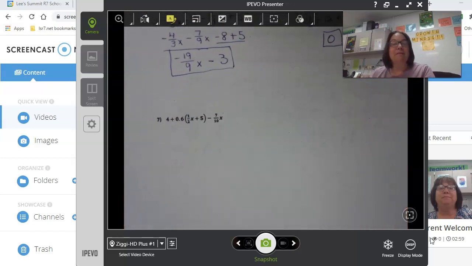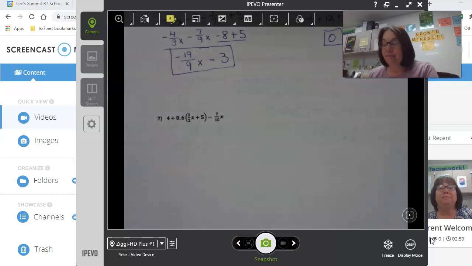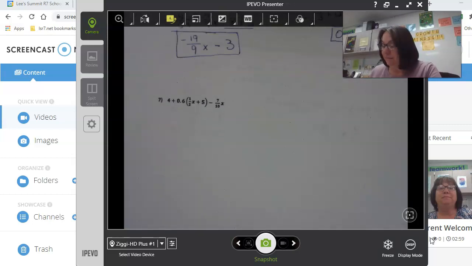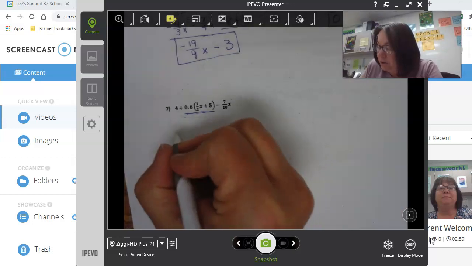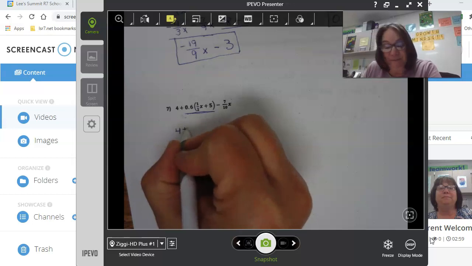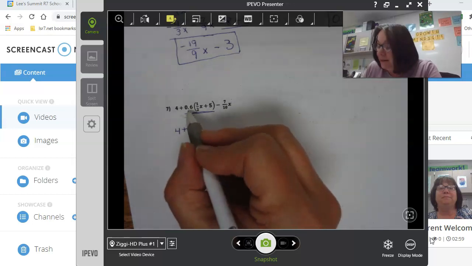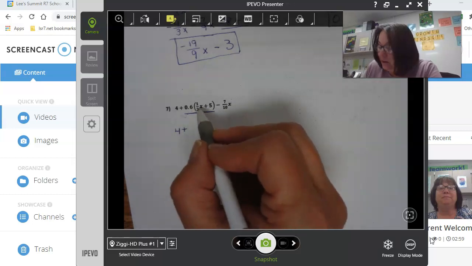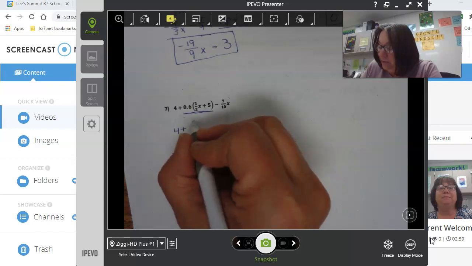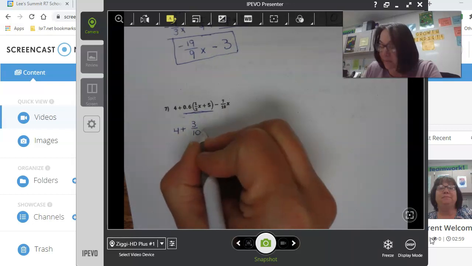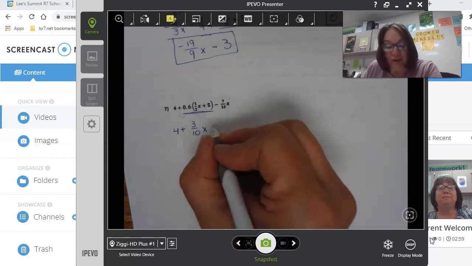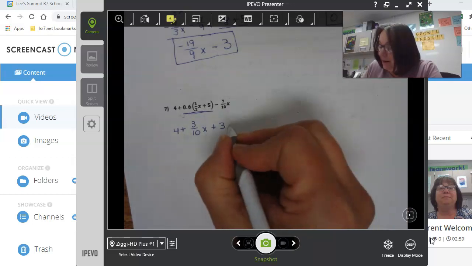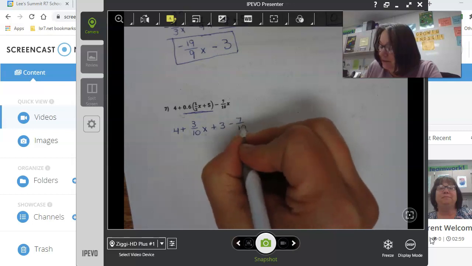Okay, go ahead and try number 7. Okay, I hope you saw that there was some distributive property here in the middle, so you would do 4 plus 0.6 times a half, which gives you 3/10 x, or 0.3x. And then 0.6 times 5 is just 3, and then I have minus 7/10 x.